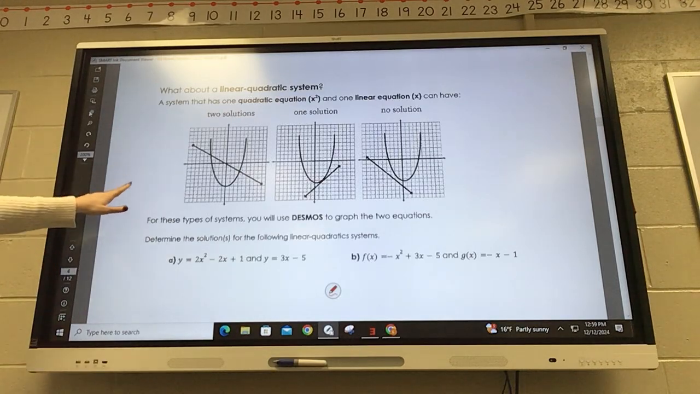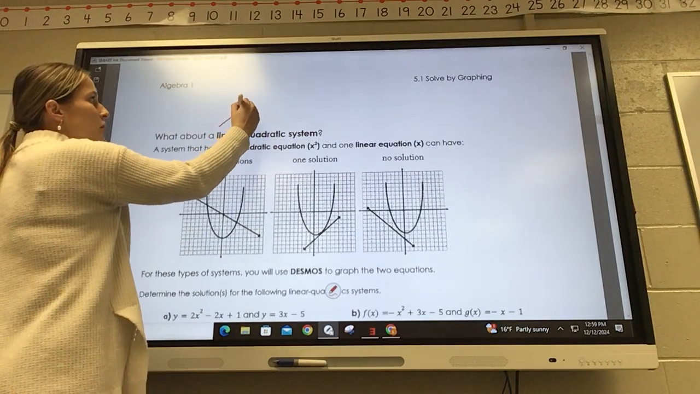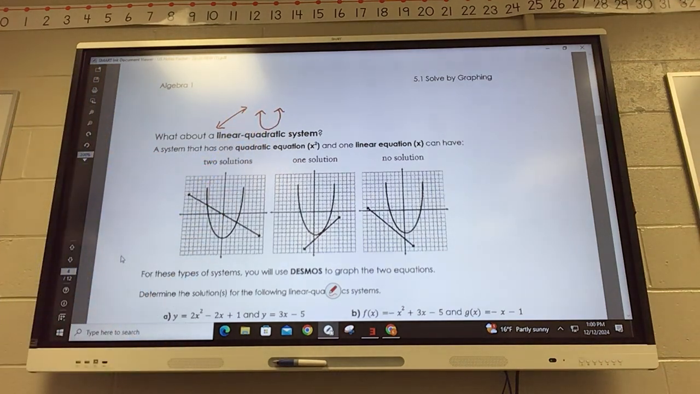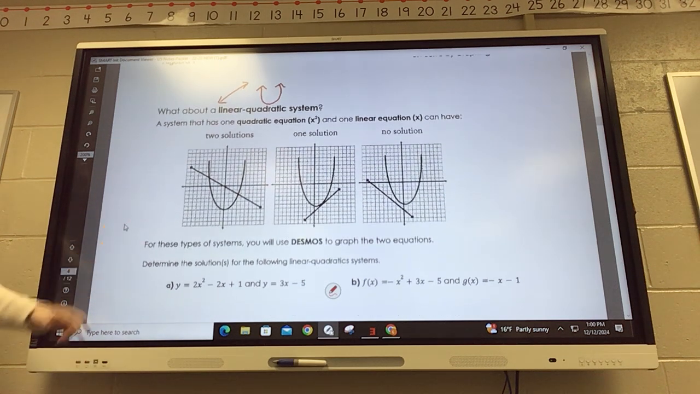So linear quadratic systems, linear is a straight line, but quadratic is a parabola. A parabola is that U shape. When they cross, it's still a system, and your solutions are just their intersections, but you have three different types.